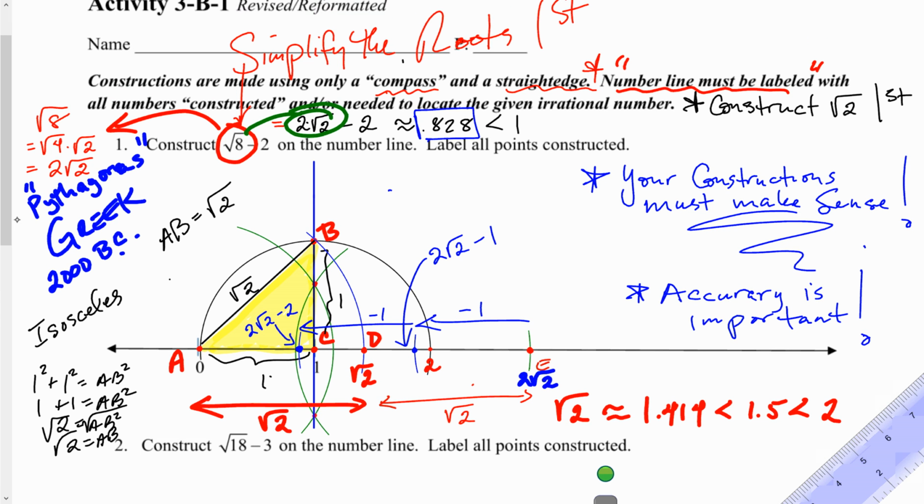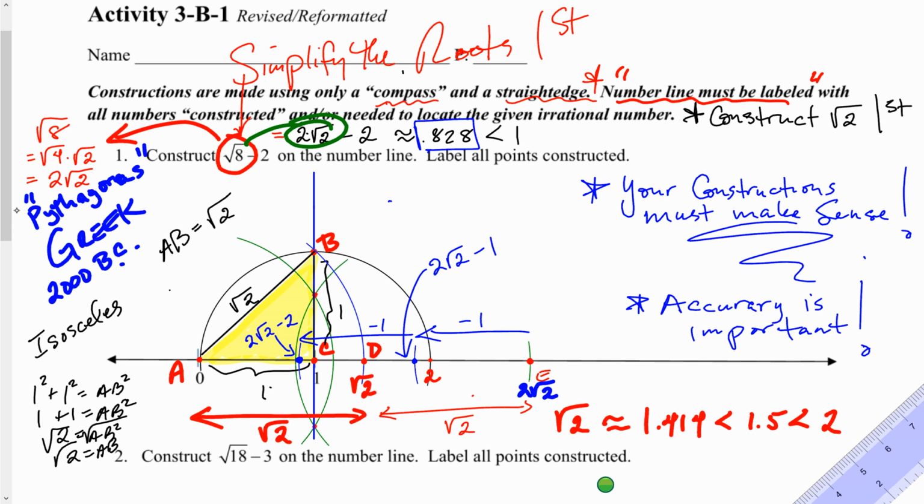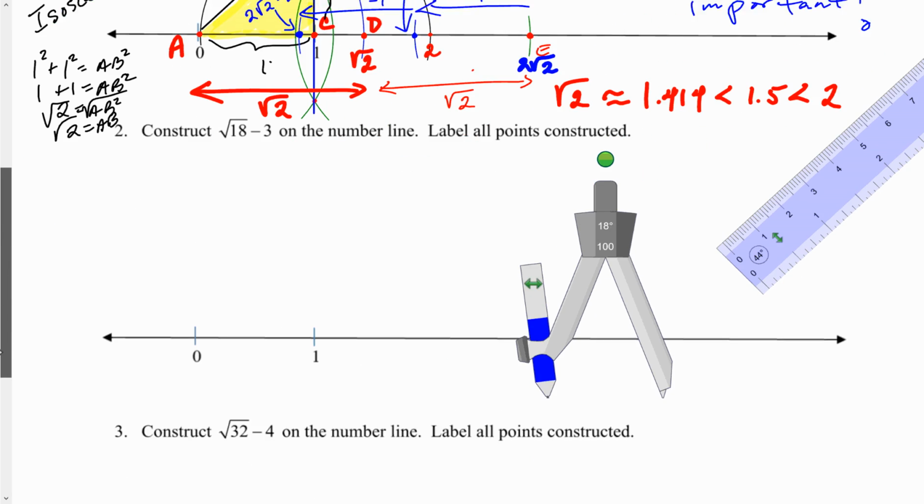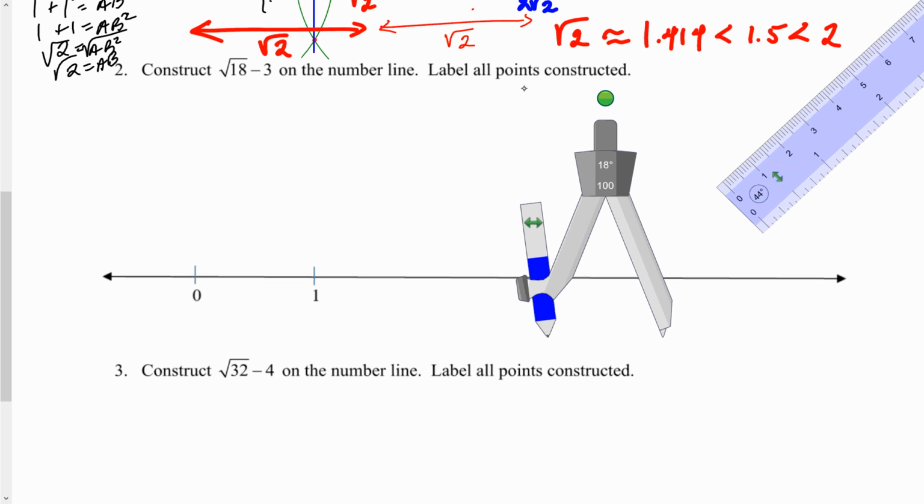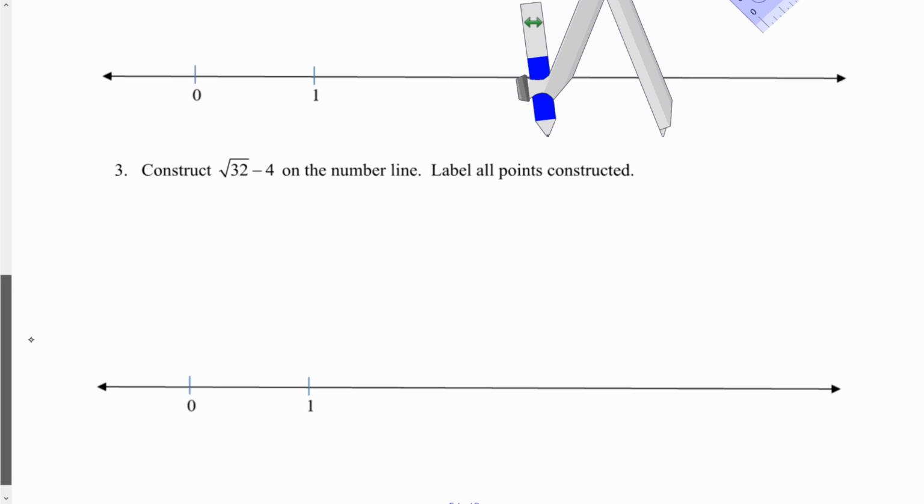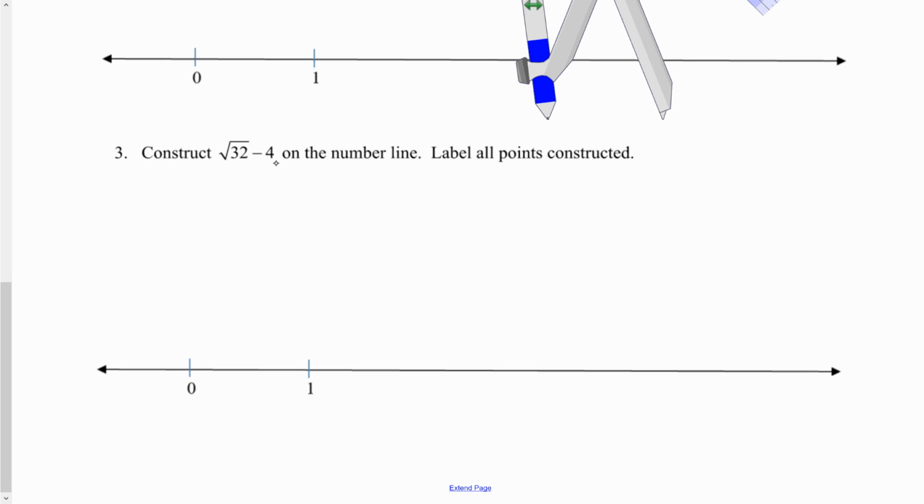That's just a lead-in to activity 3B1, and then it's up to you to figure out the rest. All right, you obviously have to simplify the roots, like in number 2, you have to simplify root 18. You should know how to do that. If you don't, well, then you better see me on the side, because that's a prerequisite skill. And then you go through the entire activity. All right, so your job on the next one is to construct root 18 minus 3 in a similar fashion to what I did. The next one, you've got to simplify root 32 and then subtract 4, and you've got to do it in a similar fashion.